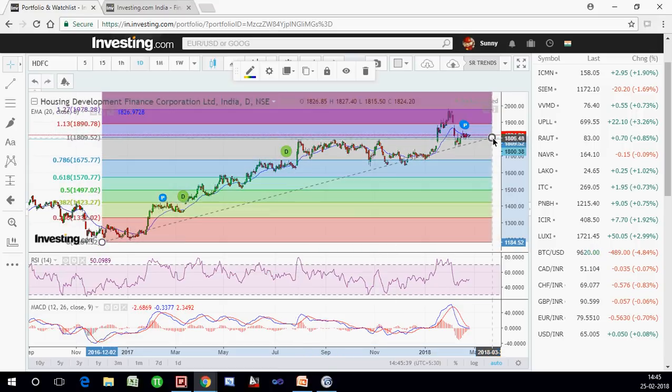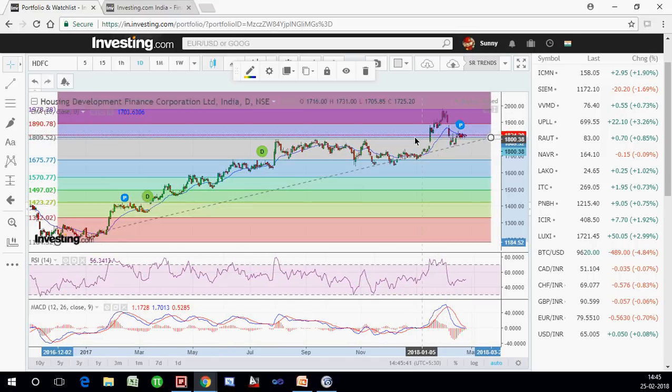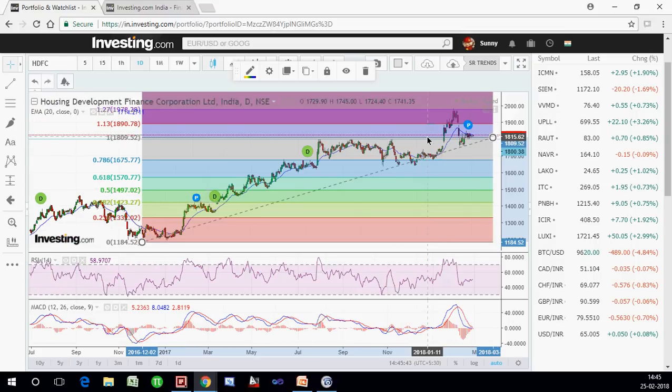This was your fib level. So the prices, the breakout at this level went up to what level? Initially at 1.13, some reaction, then 1.27 it reversed. So clear, guys?